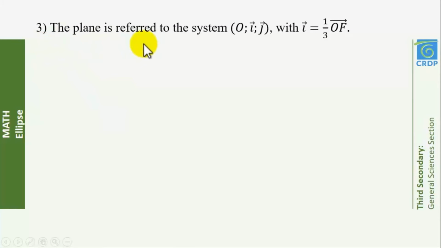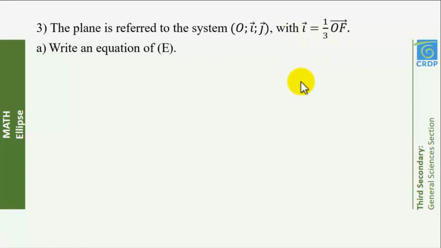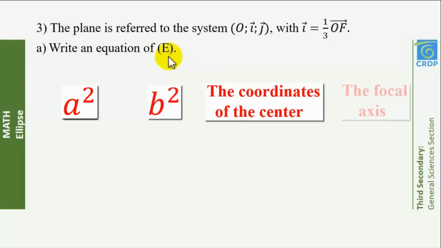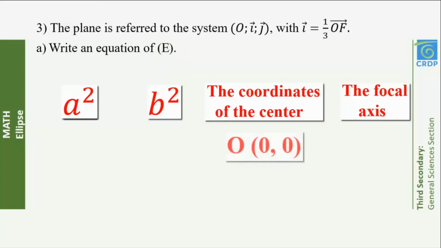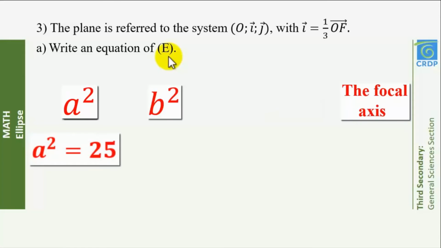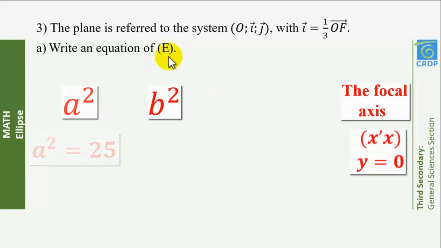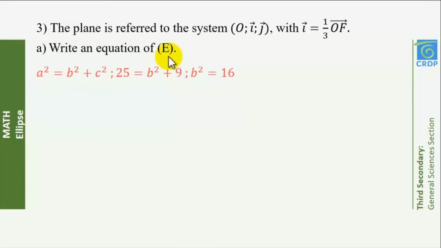The plane is referred to the system OIJ with vector OI equal 1 over 3 vector OF. Write an equation of E. To determine an equation of E, we need a squared, b squared, the coordinates of the center, and the focal axis. We already know the coordinates of the center O, 0, 0. A squared is equal to 25, and x prime x is the focal axis. We still need to calculate b squared.